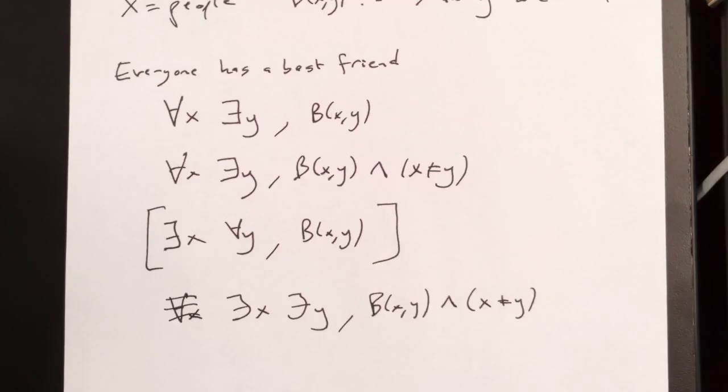This says, for some X, there is some Y that has a best friend. So you might have a best friend that I might not. You might have a best friend, you might have a best friend, but I don't. See, that's not a universally accepted statement. Everybody doesn't have one and only one best friend.